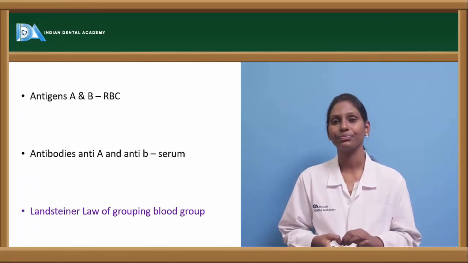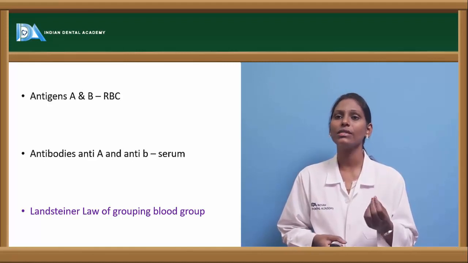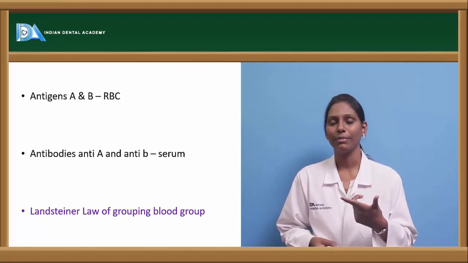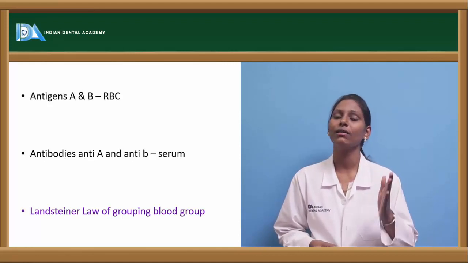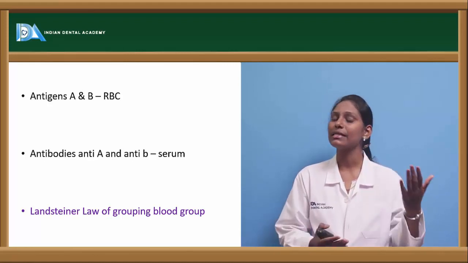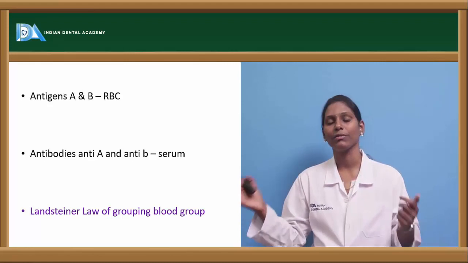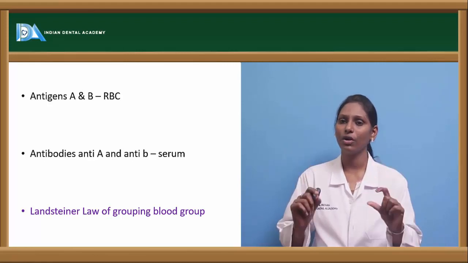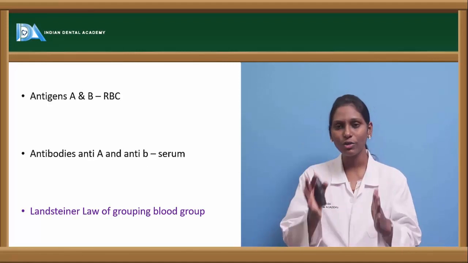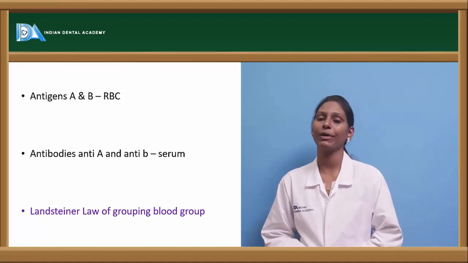Normally, as I said, we have some protein molecules on the RBC, right? Those are antigen A and antigen B present on the RBC. And we have the corresponding antibodies for them, that is antibody A and antibody B, which are present within the serum. The blood groups that we follow now follow the Landsteiner law of blood grouping.